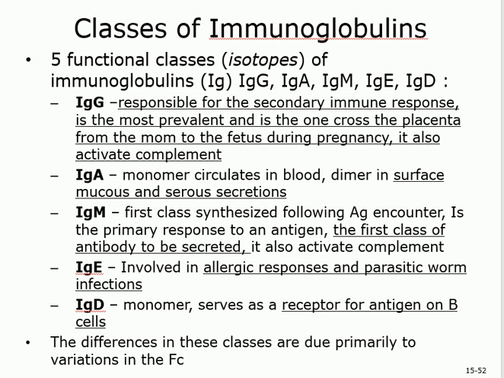The next one is E. Immunoglobulin E for allergy and parasites. Okay? D is not the most important. This is just a receptor on B cells, just a receptor. Okay? So there are 4 things to remember about G. What is it? 1.